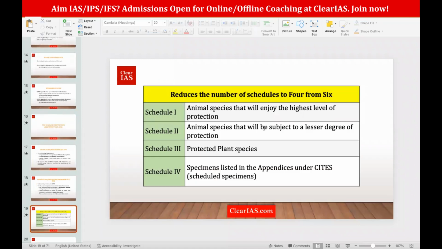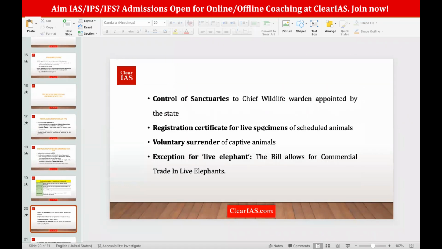Now there are 4 schedules in the latest amendment. The first one is for animal species which need high protection. The second schedule is for medium or low protection species. The third one is specifically for plants, and the fourth one is for those in the CITES appendices. You must also remember there is no Schedule 5, which was for vermin, in the new Act.